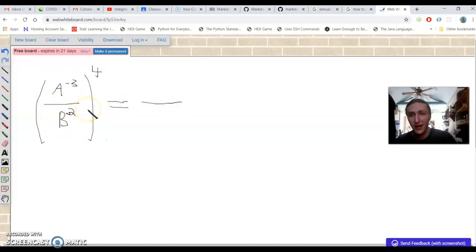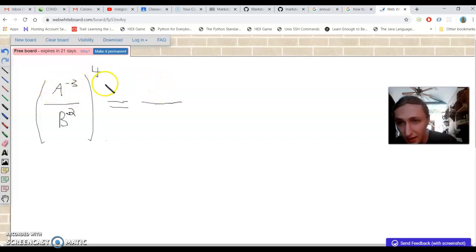So if I just imagine covering up the b squared with my hand and just showed you a to the negative 3 to the negative 4, well, that's telling you here's 3 copies of a to the negative 1, and we're going to make 4 of them.